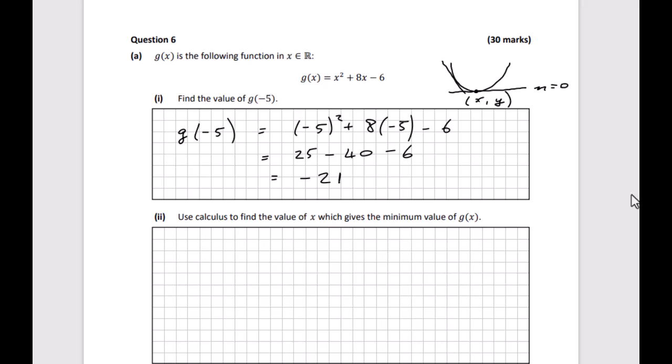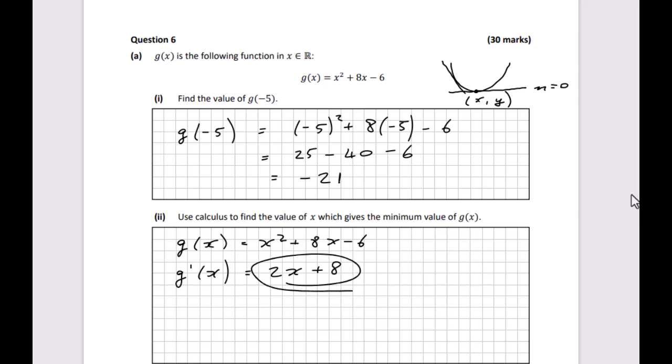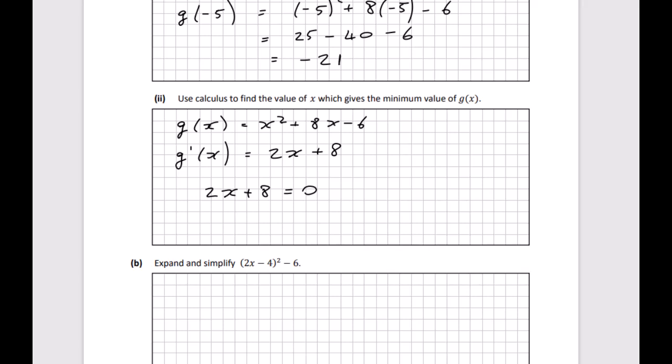So when you differentiate the function g of x is equal to x squared plus 8x minus 6, you get g dash x, g prime x, which gives you 2x plus 8. This gives you the slope of any of these tangents at any point x. So what we want is the slope that is 0. So in other words, we want 2x plus 8 to be 0. This will give us our x value. So 2x plus 8 is equal to 0. So 2x is equal to minus 8. That gives us an x value of minus 4.